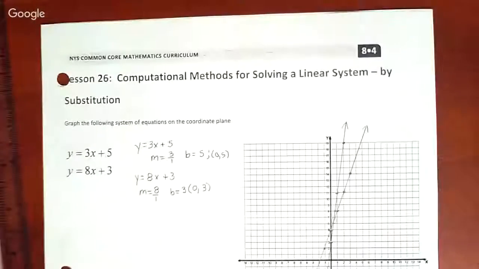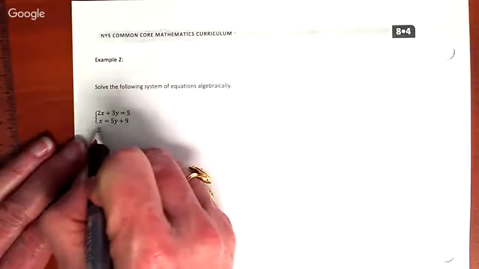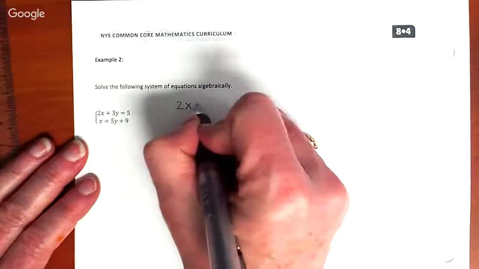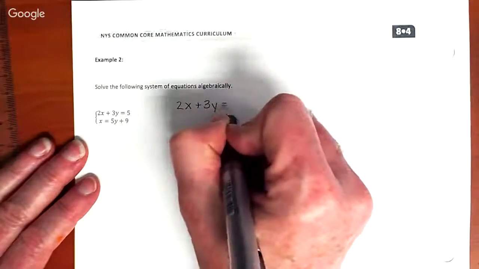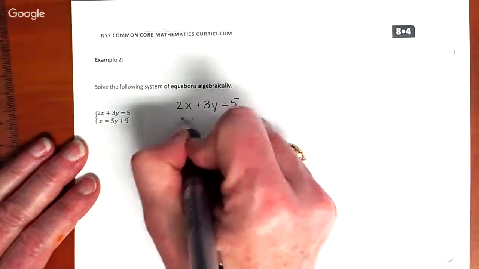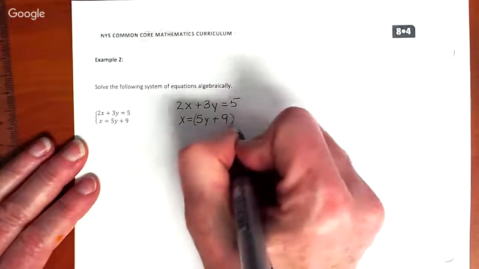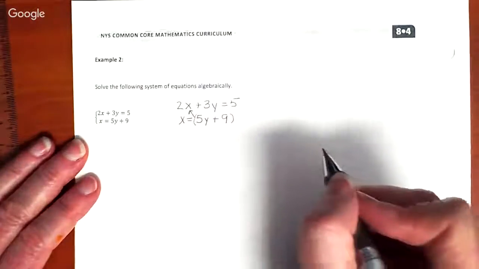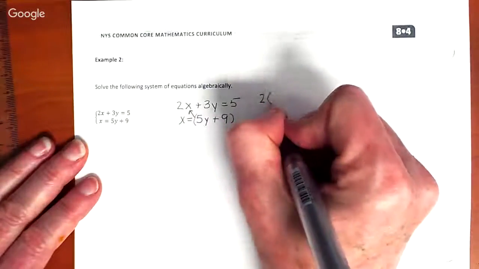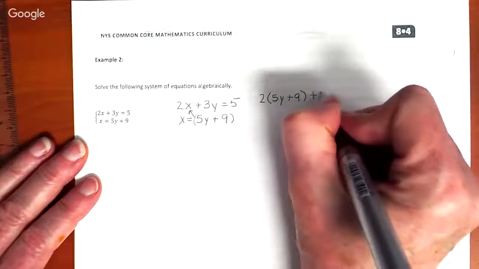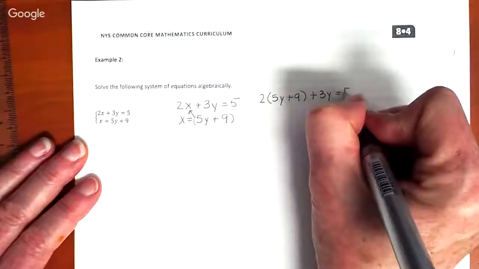Next. Here we have x equaling a number, so we can substitute that in. So we have 2x plus 3y equals 5. We have x equals 5y plus 9. So we're going to substitute this in for x. So I have 2 times 5y plus 9 plus 3y equals 5.